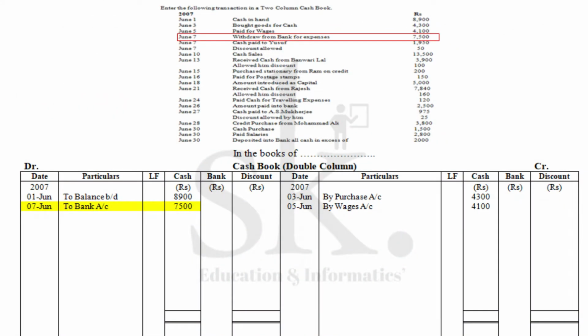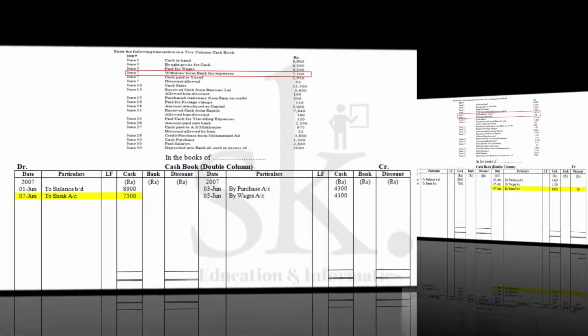Similarly, on June 7th, withdrawn from bank for expenses rupees 7,500. Now you have withdrawn cash from bank. Therefore, the journal entry will be cash account debit to bank. Since we don't have a bank column here, since we are doing a double column cash book of cash and discount column, the journal entry will be cash account debit to bank, and in the cash book debit side, in the cash column, we are going to write to bank account, 7,500.